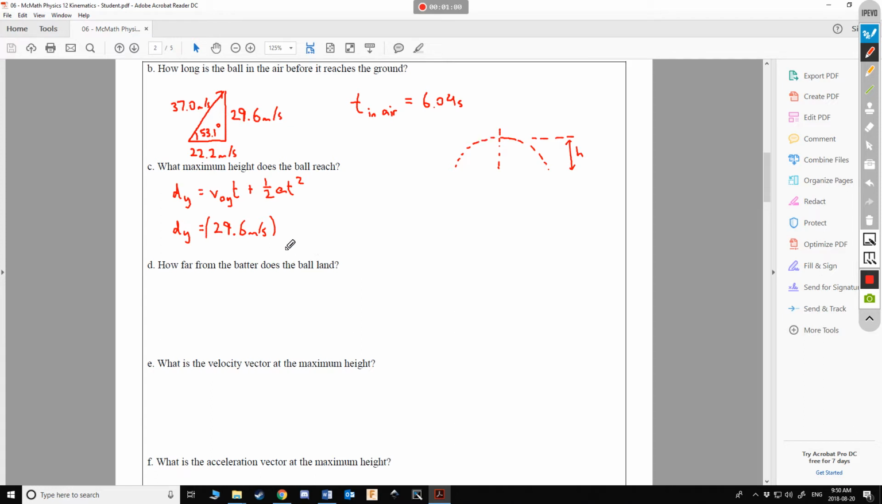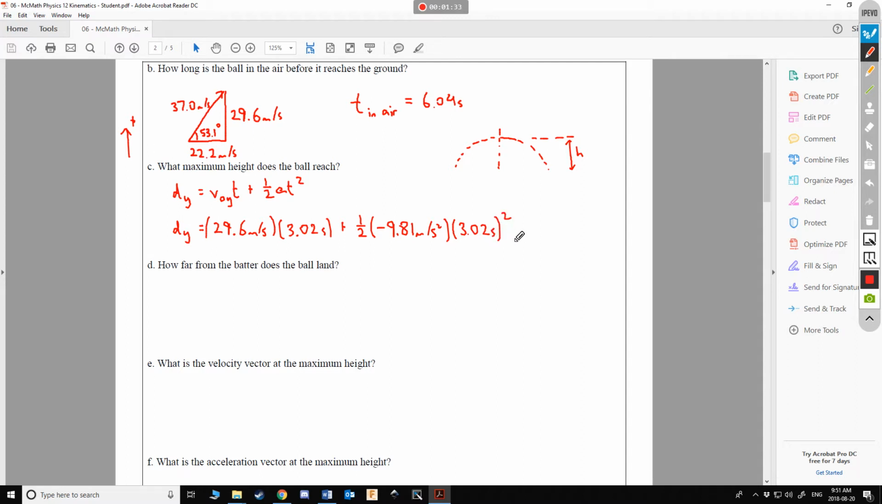So time is 3.02 seconds plus 1/2. Be careful with our signs. We defined up as positive. So this one, because the ball is being hit upwards, is a positive value. But our acceleration is actually down, negative 9.81 meters per second squared. And notice how I put that negative sign in there. Again, our time is 3.02 seconds, and we are squaring that according to the equation.